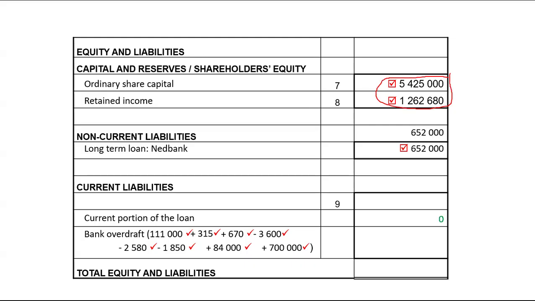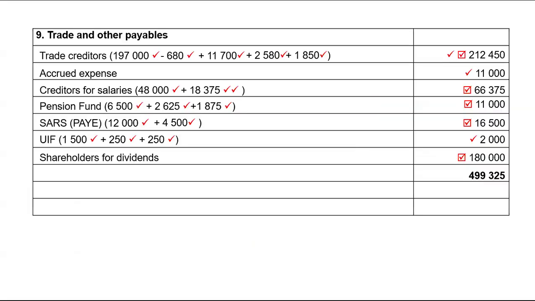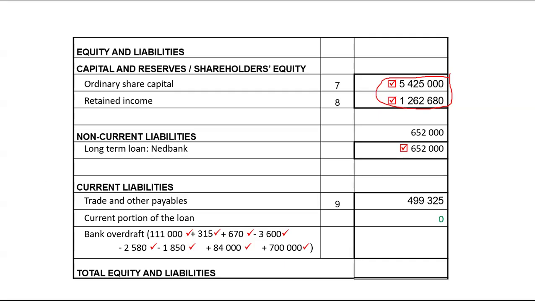Under current liabilities, the only thing I have not recorded is trade and other payables, of which we've just found the total, which was 499,325. This one over here. And for our bank overdraft, we'll have 887,955. Current liabilities will be 1,387,280.